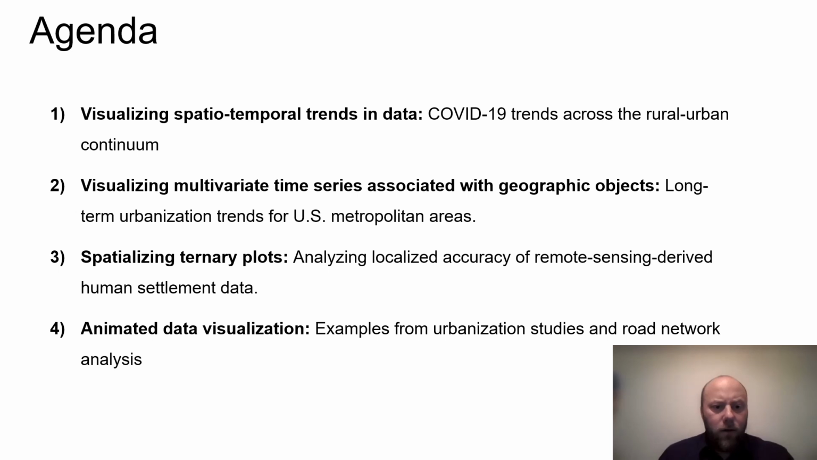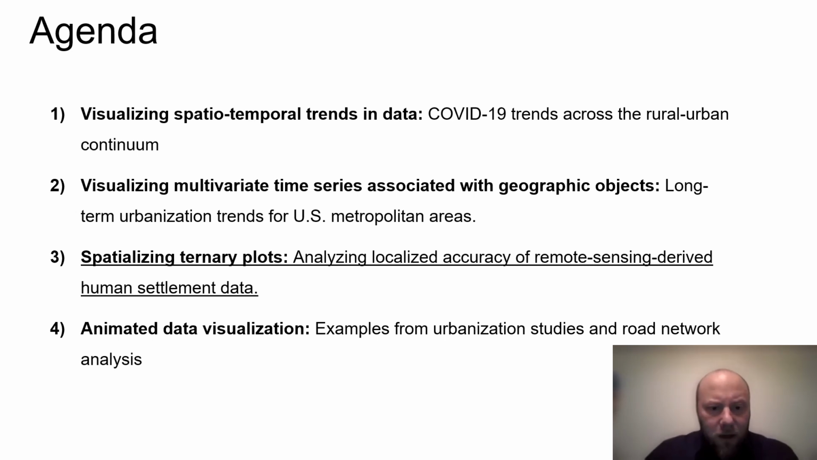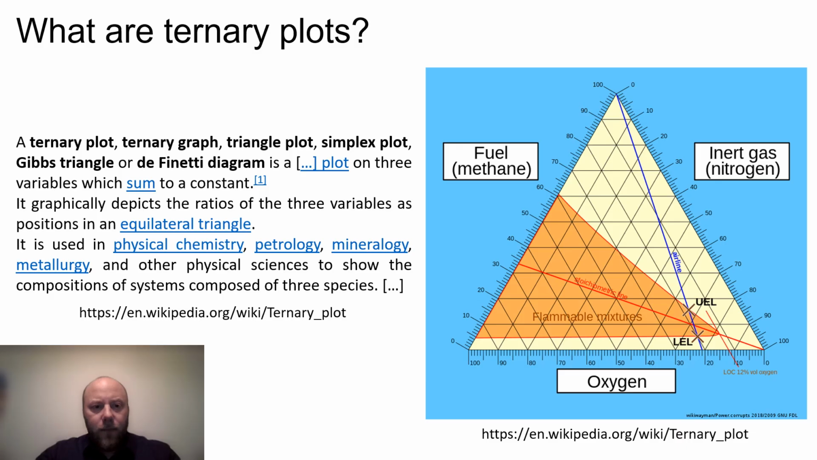So yes, this is the second topic, and with this we get to the third topic for today, which is spatializing ternary plots, analyzing localized accuracy of remote sensing derived human settlement data. So what are ternary plots? Not sure how many of you know about this, but it's basically a graph that allows you to plot three variables that sum up to a constant.